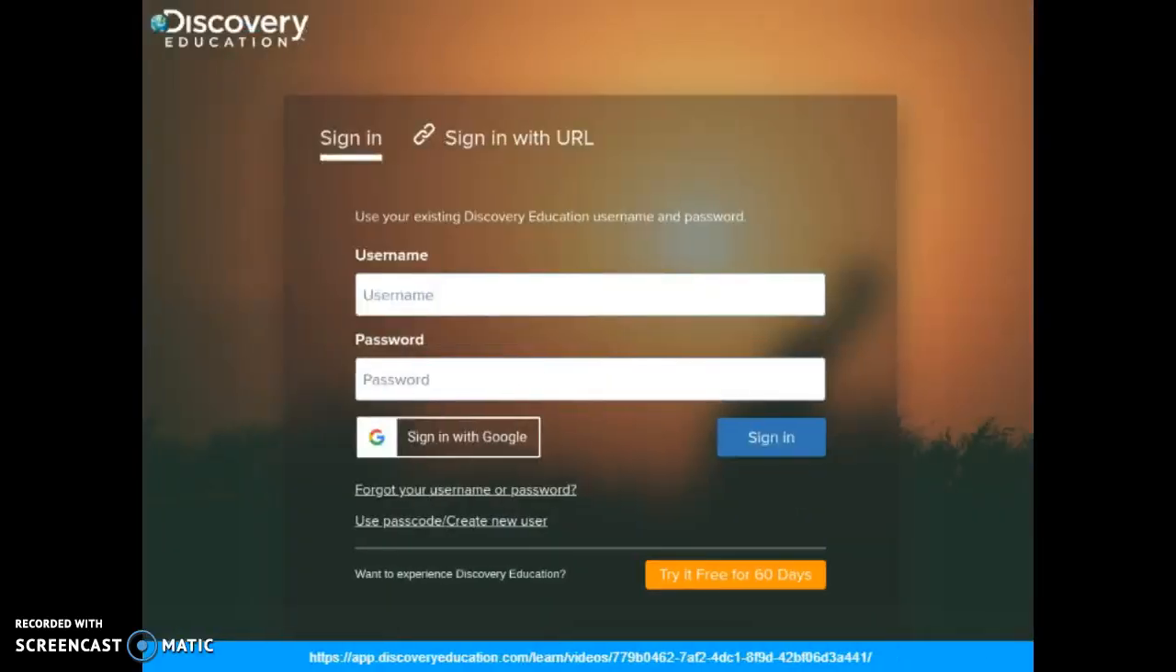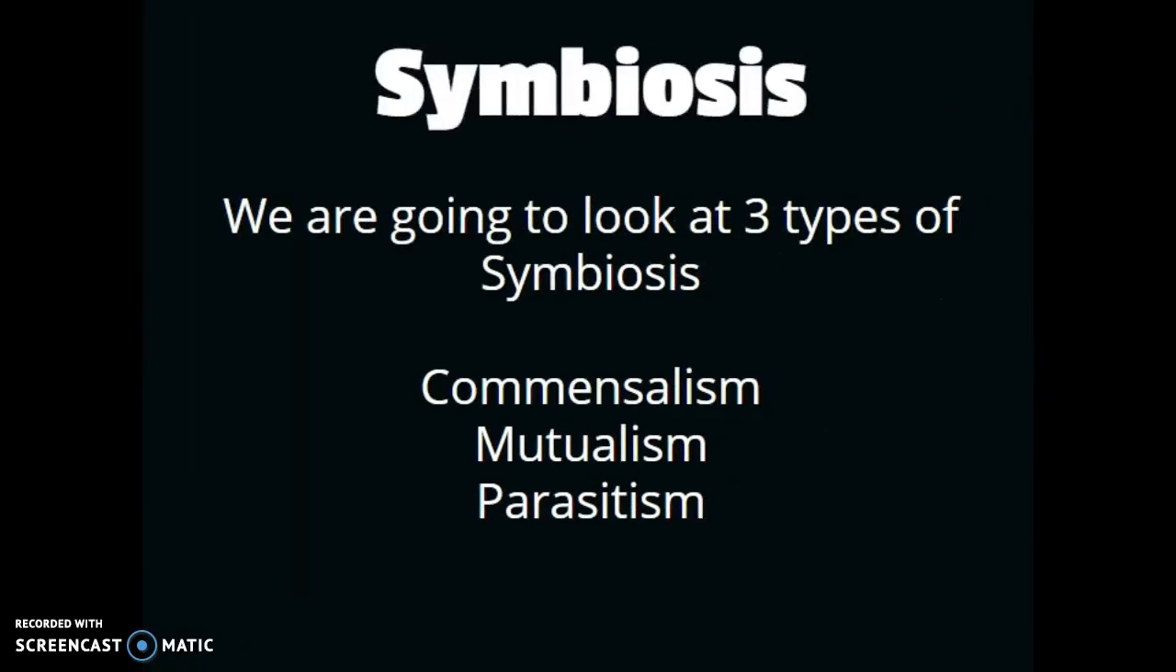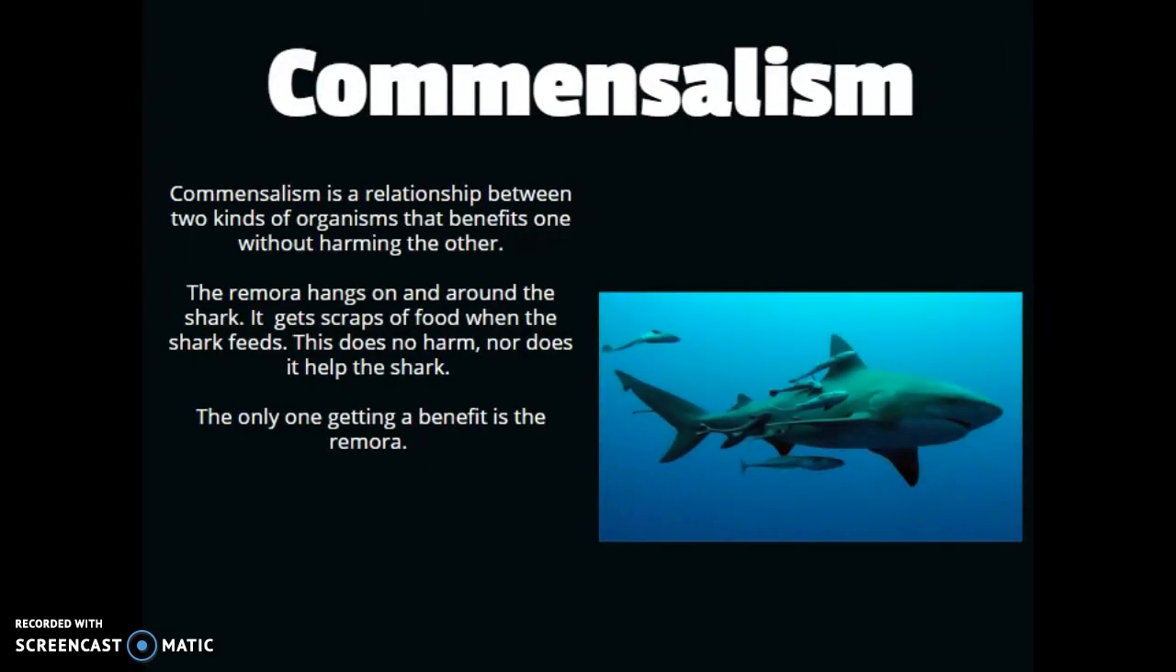All right. I'm going to skip over that and come back again. Three types of symbiosis: commensalism, mutualism, and parasitism. Let's take a look at commensalism. Commensalism, the definition that you need is at the top here.